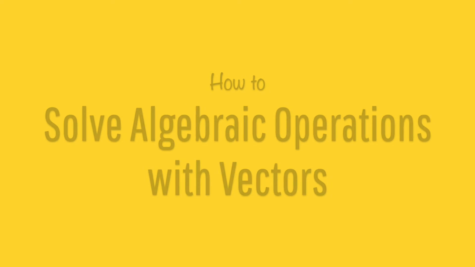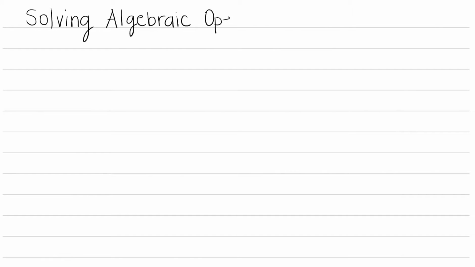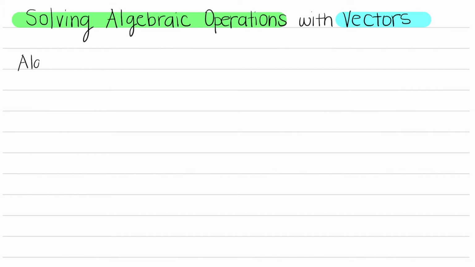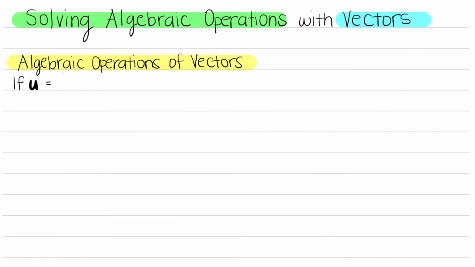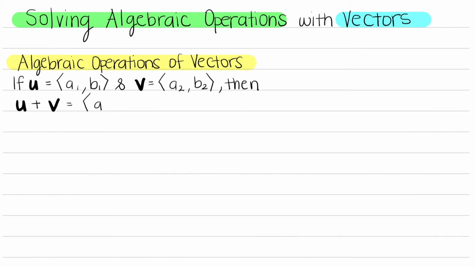In this video, I'm going to show you how to solve algebraic operations with vectors. Vectors are usually expressed using bold letters. So if you have a vector u, a1, b1, and a vector v, a2, b2, then if you add u plus v, you will get a1 plus a2 and b1 plus b2.